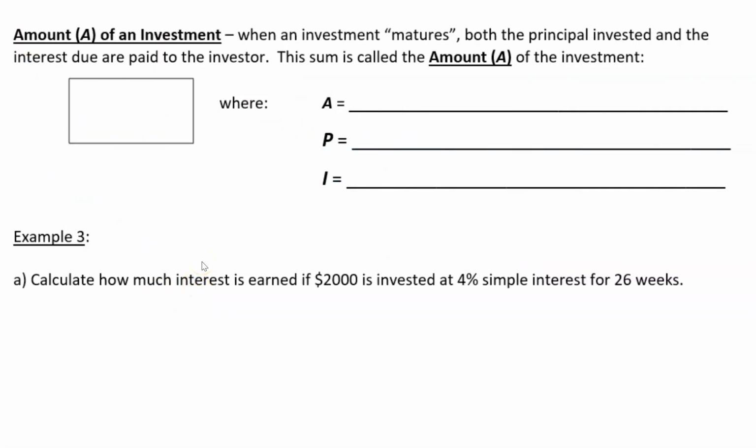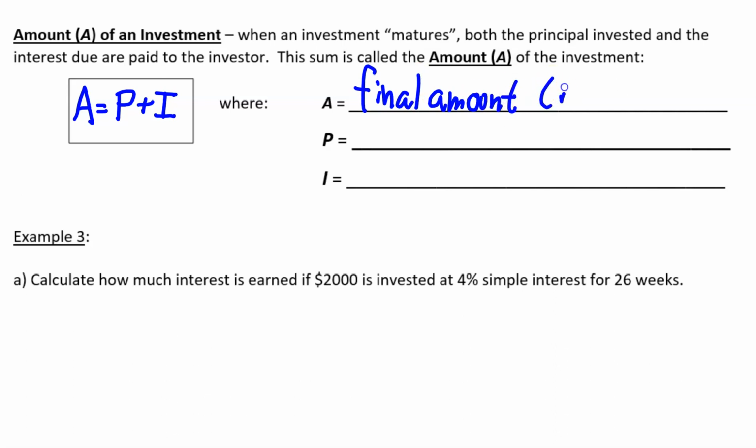Next, this formula only gives you the amount of interest that is earned, but if you want to figure out the amount of an investment, so how much it's all worth together, the amount is going to be the principal plus your interest. That makes sense. The total amount that you have is the original amount you put in plus whatever interest was earned. So A is the final amount, always in dollars.